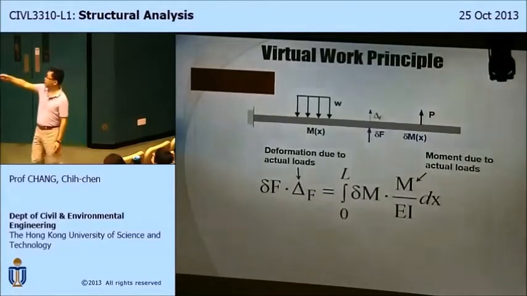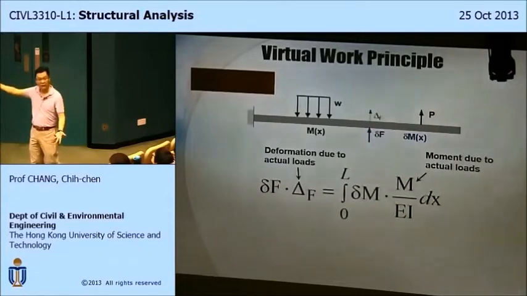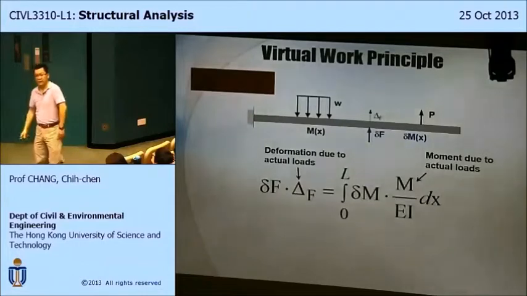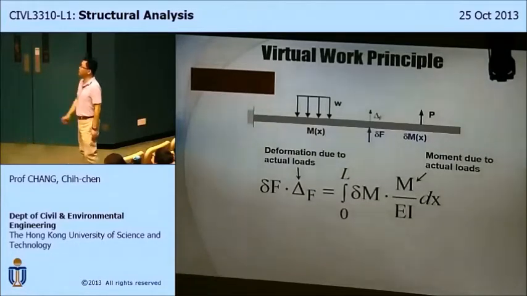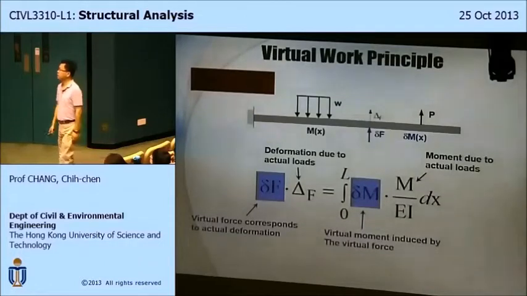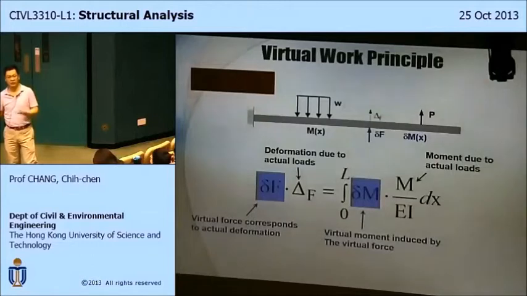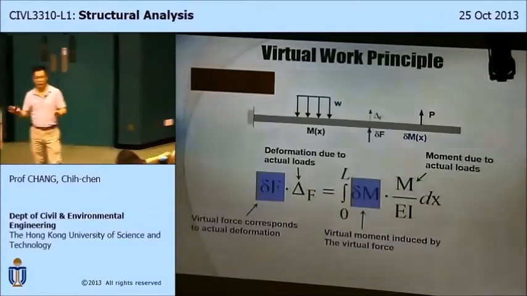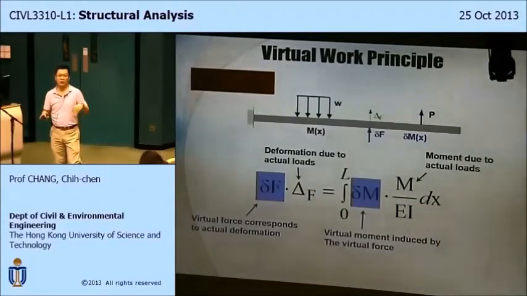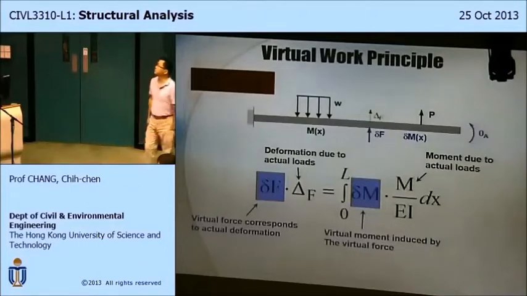That delta F is going to induce delta M throughout the structure. Some parts might be 0, but some parts might not be 0. So that delta M is going to go over here, right? It seems we'll be following the same procedures for truss structures and beam structures. So you'll be doing two separate analyses: one on the real loading, the other on the virtual loading.